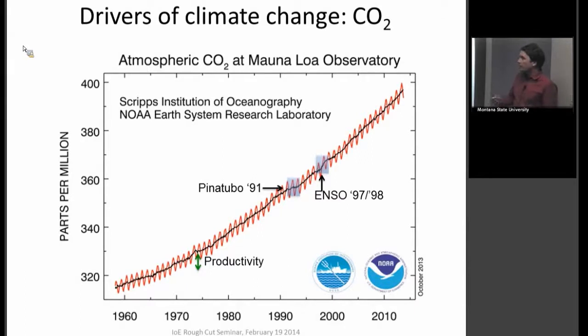And then with the El Nino in 97 and 98, a combination of warm temperatures and stress to productivity, but also large wildfires, particularly in Indonesian peatland systems, contributed to a large jump in CO2 concentrations.